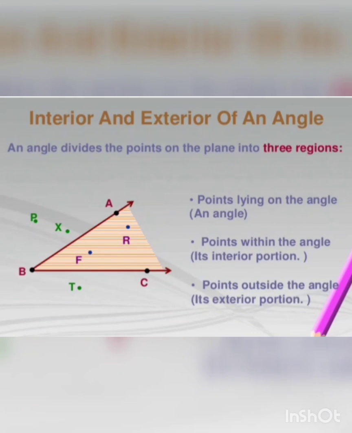Interior and exterior of an angle. An angle divides the points on the plane into three regions, that is the points lying on the angle, the points within the angle, that is nothing but the interior points, and the points outside the angle, that are called the exterior points. So let us see the points on the angle. Points A, B and C are on the angle, and points F and R are the interior points which lie in the angle, and the exterior points of the angle are points P, X and T.